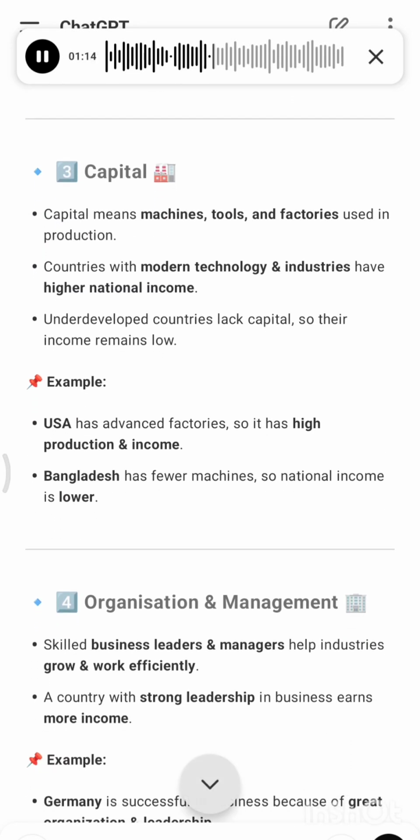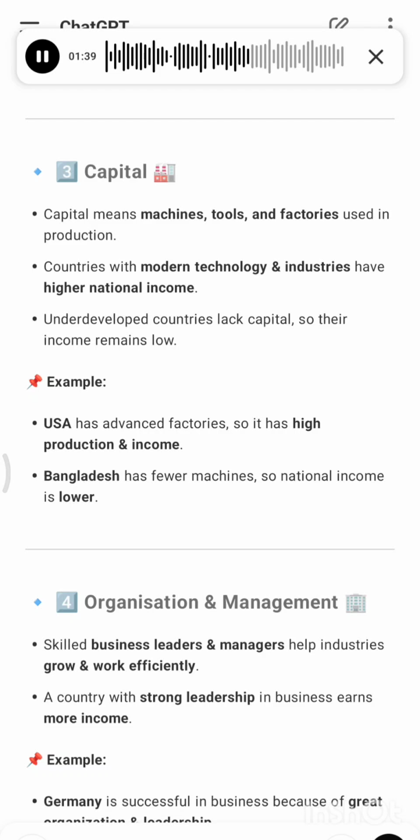Capital means machines, tools, and factories used in production. Countries with modern technology and industries have higher national income. Underdeveloped countries lack capital, so their income remains low. Example, USA has advanced factories, so it has high production and income. Bangladesh has fewer machines, so national income is lower.